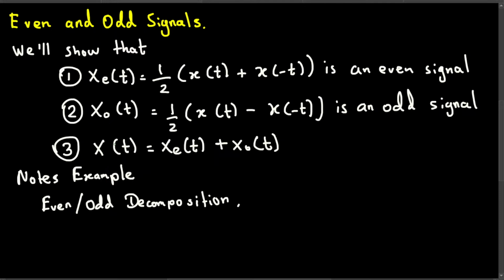And also we are going to prove that when you decompose a signal, you can get an even signal and an odd signal. Okay, so these three we are going to show at the end.